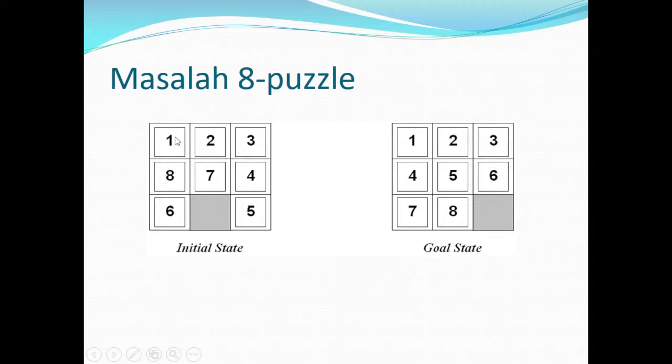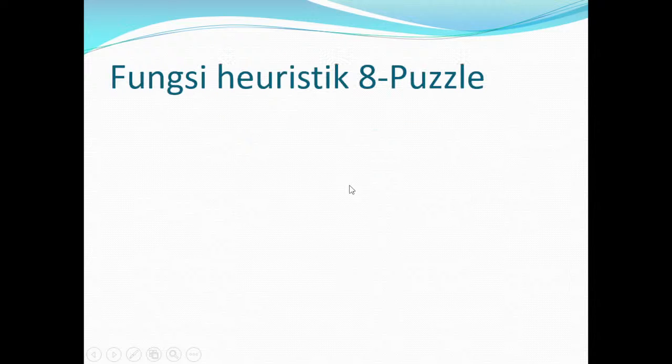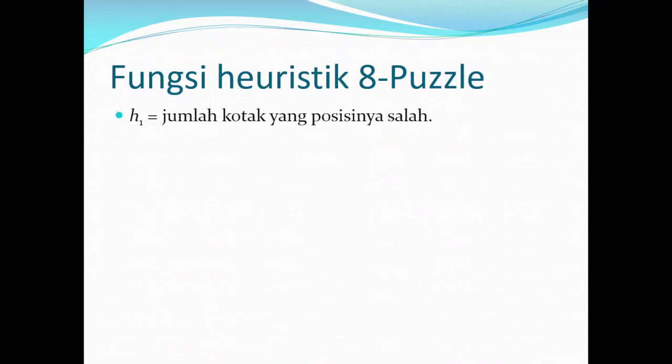For example, the first block is already in its position, so we don't have any differences in the first block, the second block, as well as the third block. Okay, so we have differences in the next ones, from the fourth until the eighth one. So there are some heuristic possibilities for the eight puzzle.